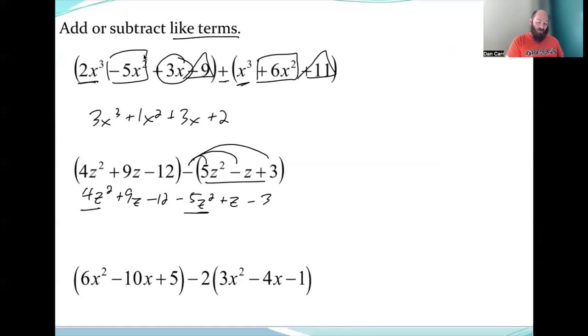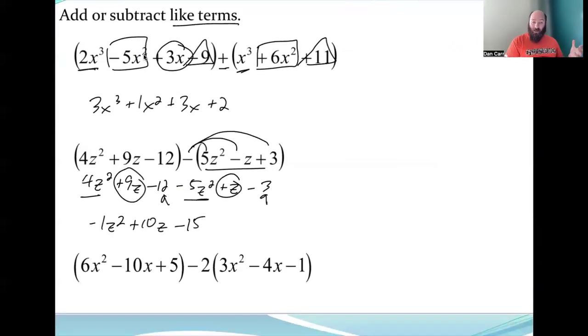So I can put together my z squareds. 4 minus 5 is going to give me a negative 1z squared. 9z and positive z here is going to come together as a 10z. And then negative 12 and negative 3 come together as a negative 15.